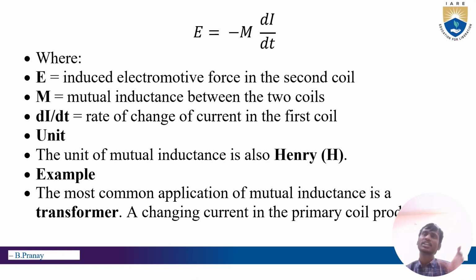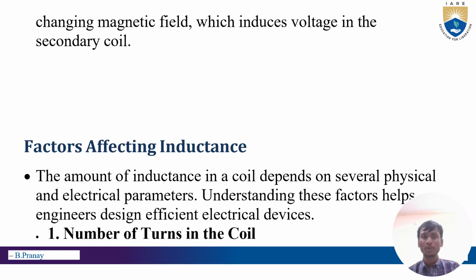The unit of mutual inductance is also Henry. It is named after the scientist Henry. The most common application of mutual inductance is the transformer. A changing current in the primary coil produces a changing magnetic field, which induces voltage in the secondary coil.